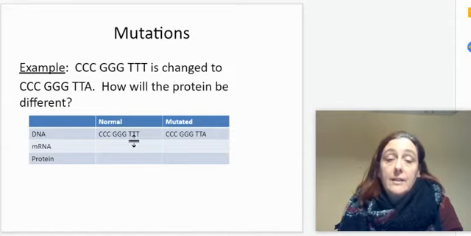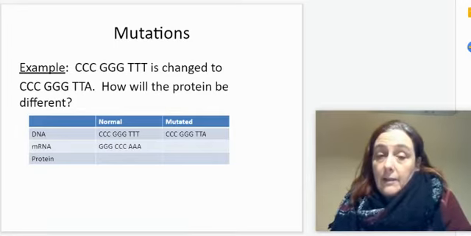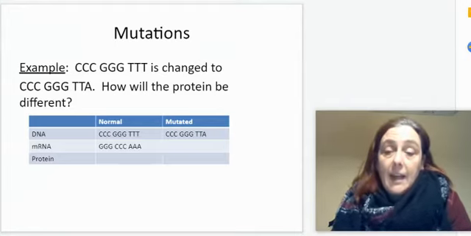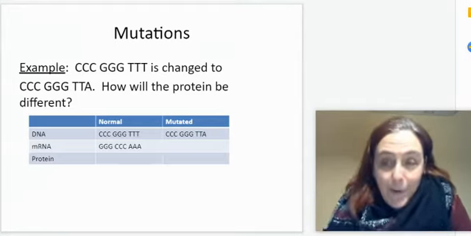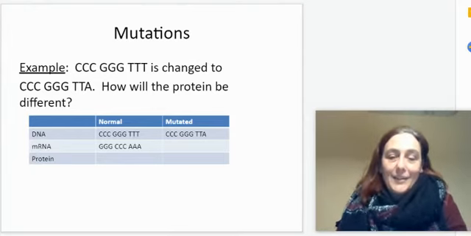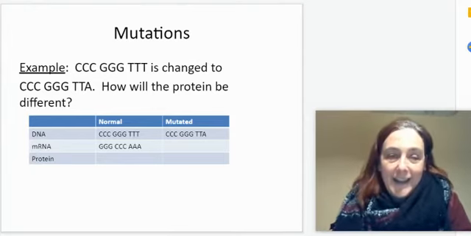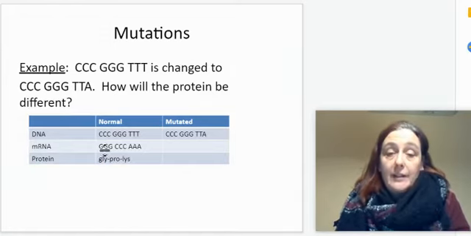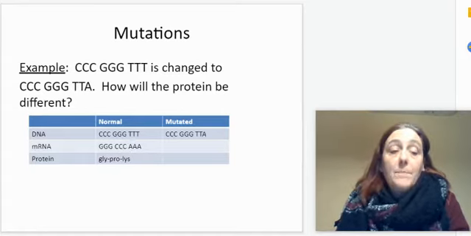If the DNA is CCCGGGTTT, the old DNA is going to be GGGCCCAAA, and I messed that up. The mRNA made from the normal DNA is going to be GGGCCCAAA. And then if we use the table like we had been, we will find that GGG encodes for gly, CCC encodes for pro, and AAA encodes for lys, and that will be the normal expected protein that would give you your trait.